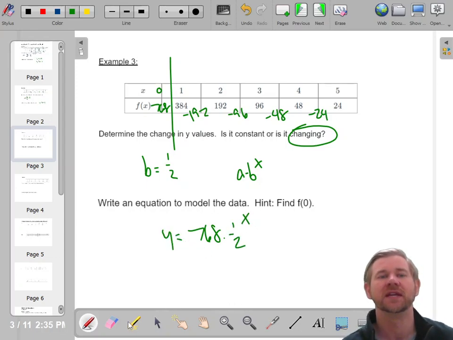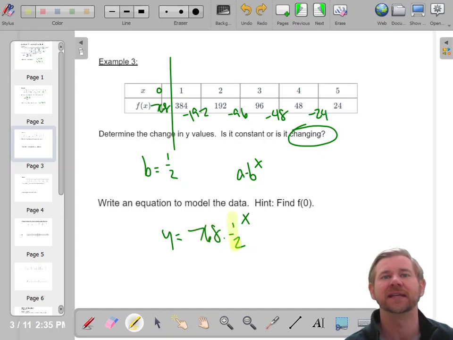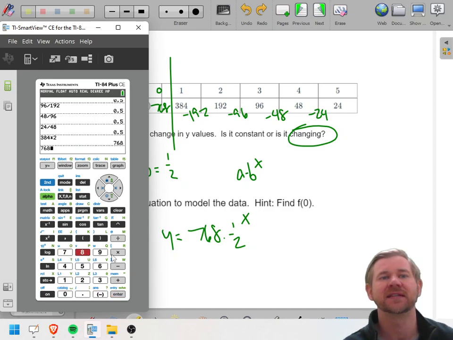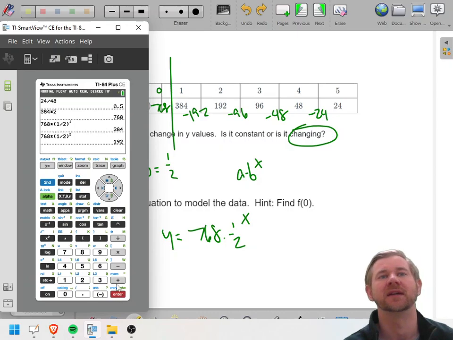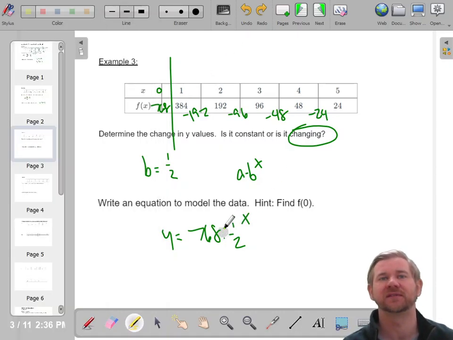So y equals, the initial value is 768, and each term is half of the next one. So if I try this, 768 times 1/2 to the first, I should get 384. I did. I'll try to the second. I should get 192. I did. I'll do one more just for good measure. The third, if I plug in 3, I should get 96. So here each successive term is half of the next one, so the ratio is 1/2.